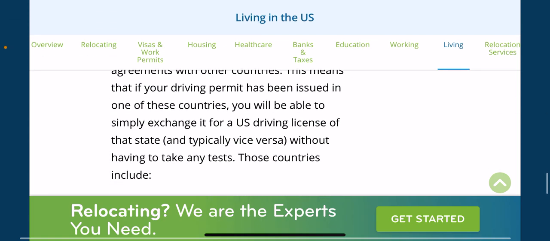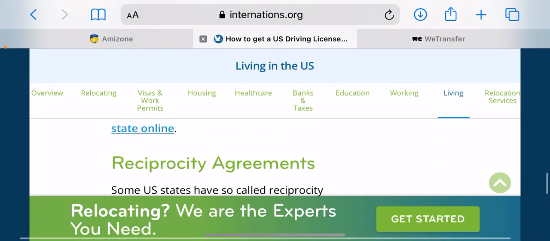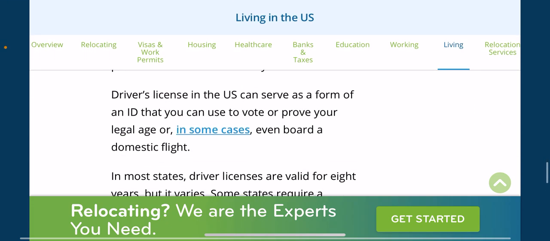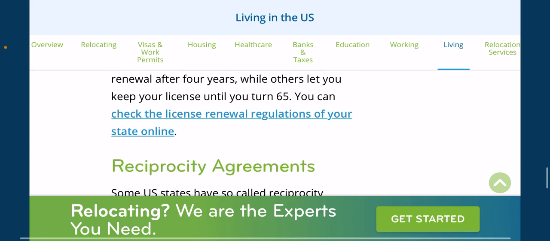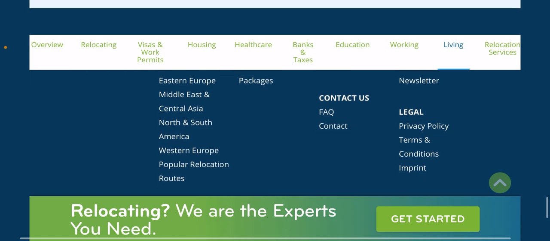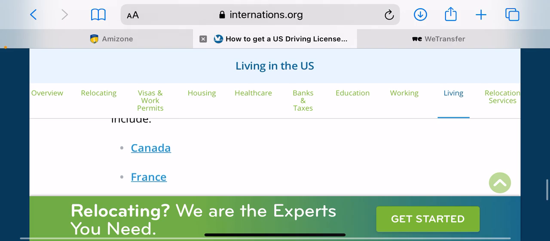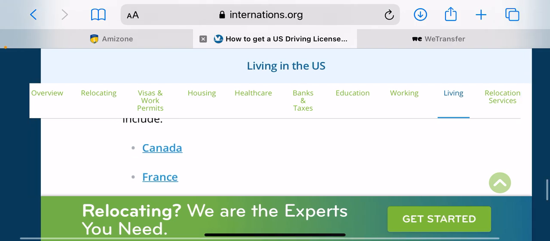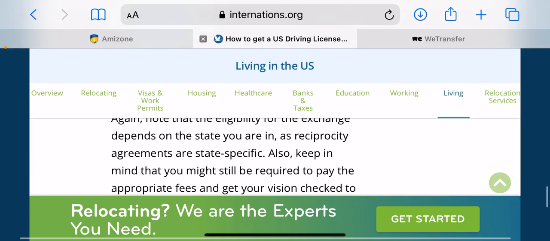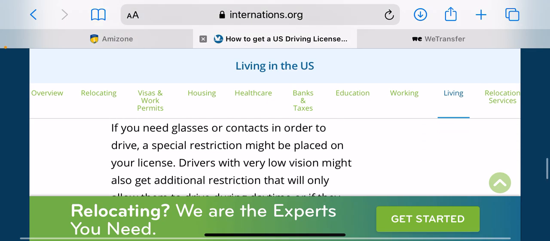Then the next step is you need to get your vision tested. While the law does not require you to pass a medical exam to get a driver's license, you do need to get your vision tested before you are certified to drive. You can actually do it at your local DMV office or get a medical professional to issue you a vision test report. If you need glasses or contacts in order to drive, a special restriction might be placed on your license. Drivers with very low vision might also get additional restrictions that will only allow them to drive during daytime or if they are wearing special lenses.